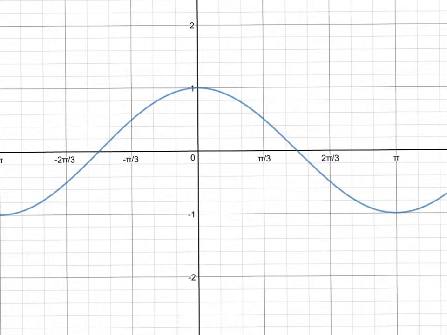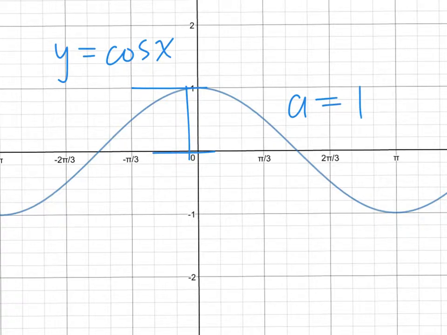And let's answer a few questions. This is y equals cosine x. What is the amplitude of this graph? 1. Right? It's the same thing as before. For sine, it is 1. So you can see this is 1. So again, amplitude is from the middle to the top or the middle to the bottom. So amplitude is 1. So we're going to write a equals 1.